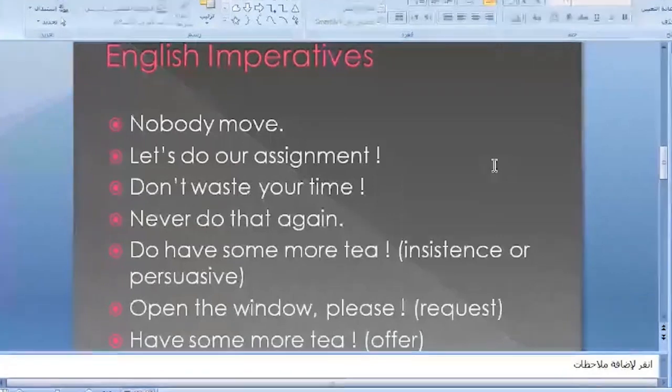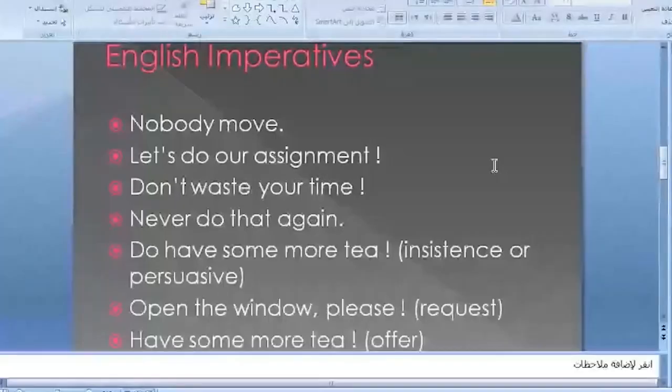And the fourth example, which says "Never do that again," is also a prohibition. I am warning you. You did something which is bad, and I don't want you to do it again. I say never do that again. Where is the theme in this example? It is "never do." Both the negative and the verb represent the theme, and "that again" is the rheme.